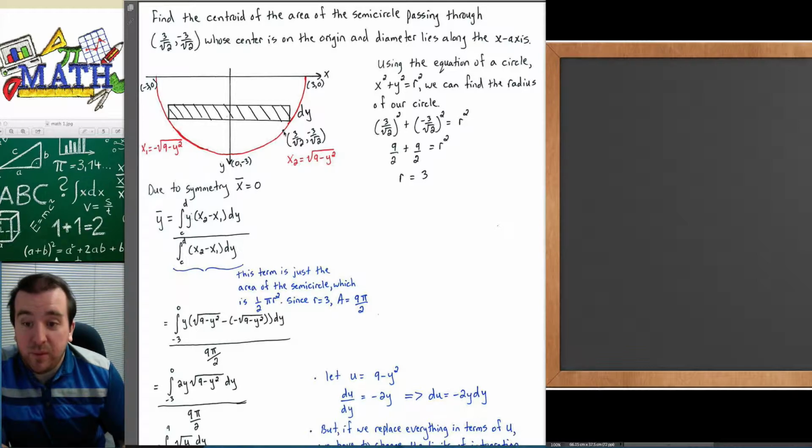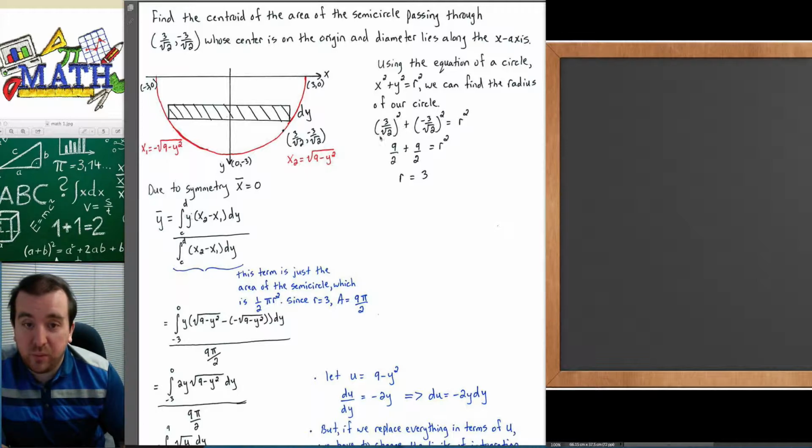So notice our semicircle now is actually in these two regions of the coordinate grid, right? It's below the x-axis. So, first of all, we need to get what the radius of this circle is. Using the equation of a circle, x squared plus y squared equals r squared, we can find the radius of our circle, given that we actually have a point on the circle, which we do.